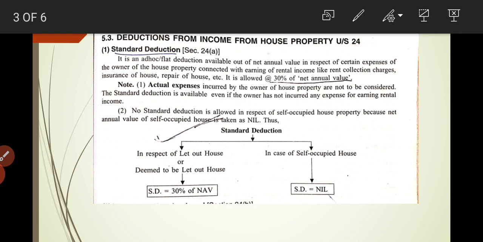Here is a summation chart. Standard deduction is divided into two: in respect of let out house or deemed to be let out house, standard deduction is 30% of net annual value, and in the case of self-occupied house, standard deduction is nil.